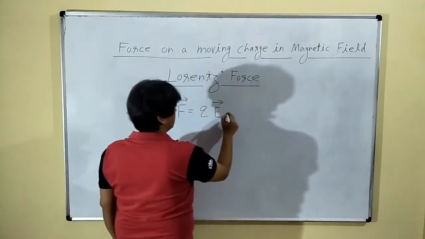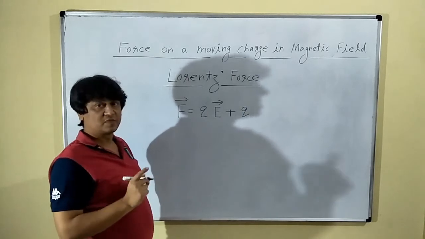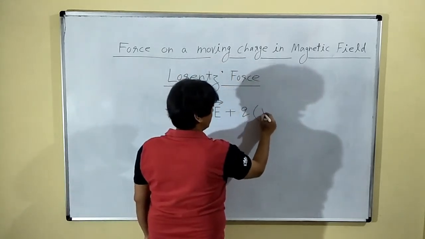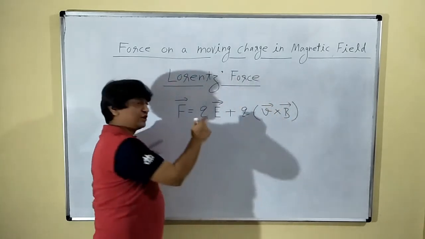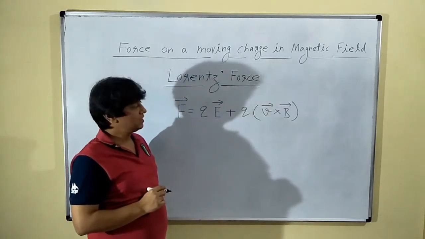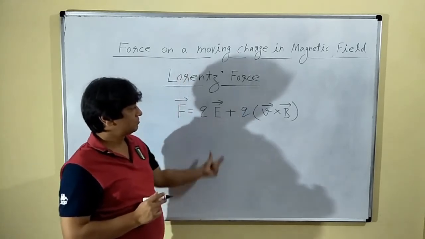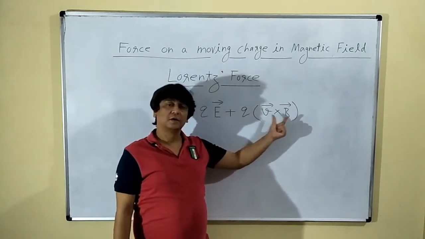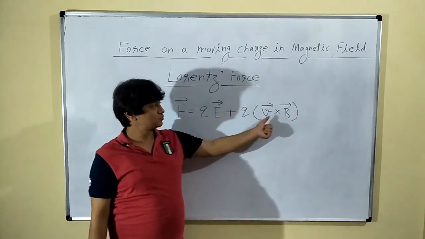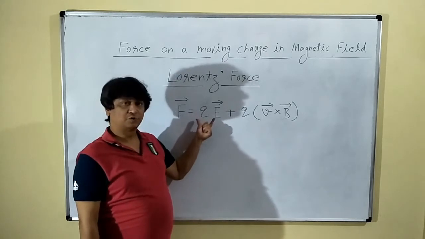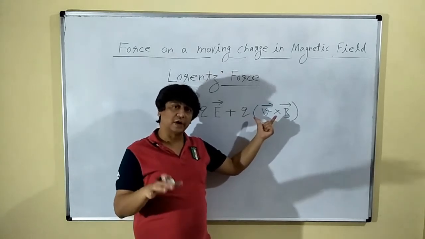But if a magnetic field is also present, then the force is given by this additional factor, Q times V cross B. If both electric field and magnetic field are present, then the force on the charge is QE plus Q times V cross B. The QE part is something we have studied in electrostatics. This is the additional information which we will study in this chapter.